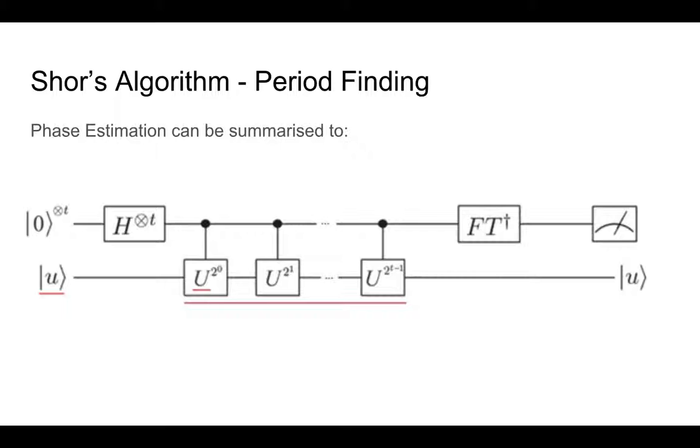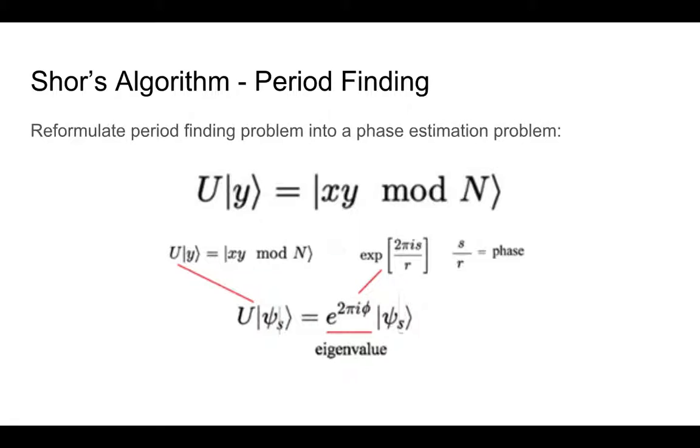To crack the RSA, we need to find the period of the modular function x raised to the power of a mod n. And so we reformulate our period finding problem into a phase estimation problem, to find the period of x raised to the power of a mod n, and find the eigenvalue of U. Since you have r eigenvectors, the phase phi in the phase estimation equals s over r, where s is an integer in the range of 0 to r minus 1, and each eigenvector corresponds to a different value of s, demonstrated by the formula right here.